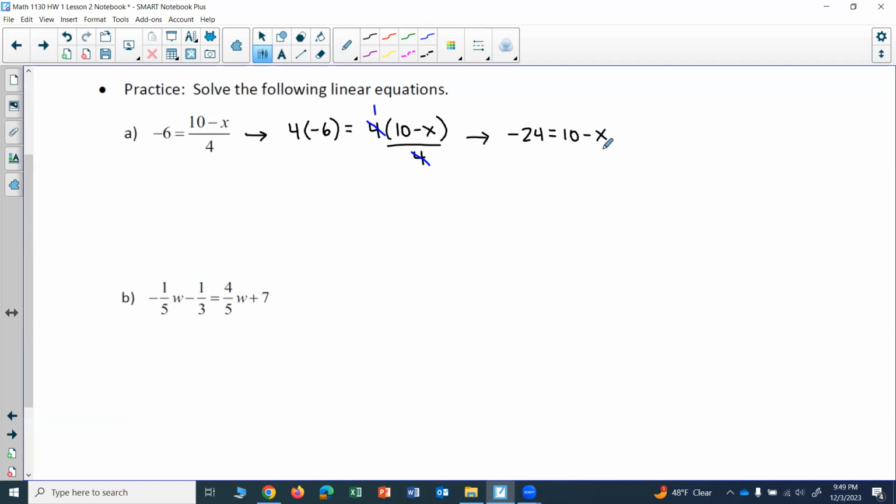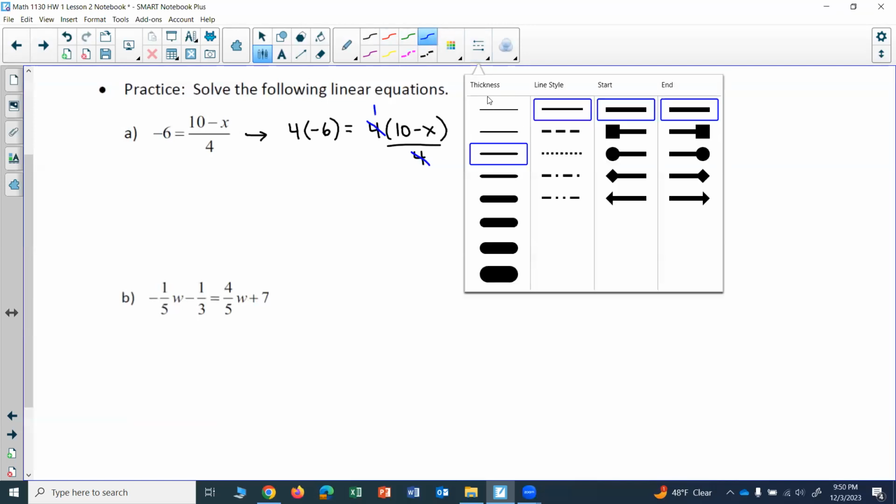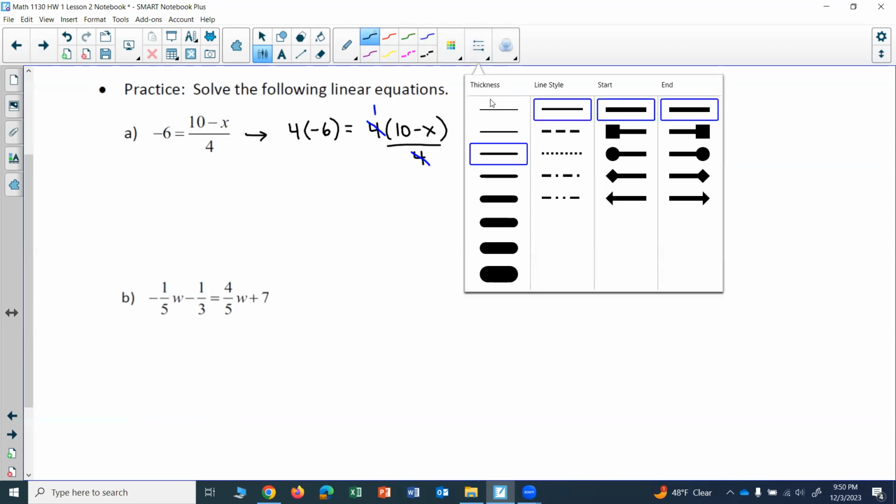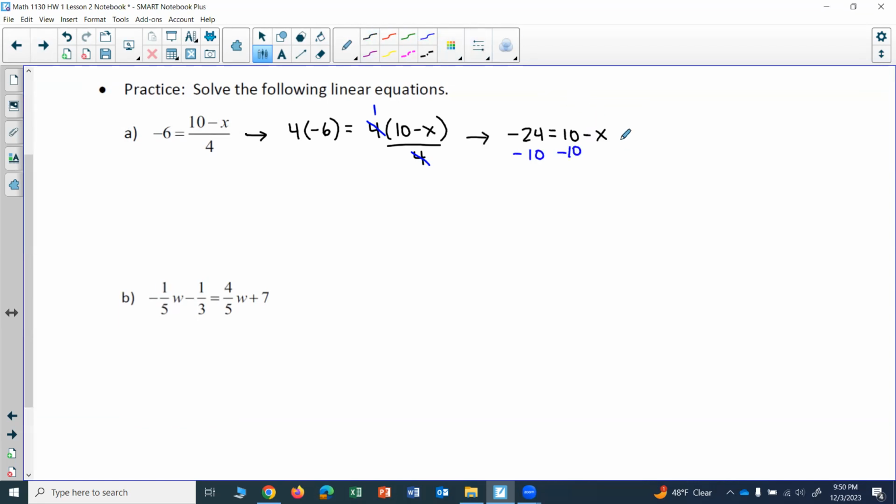Now I want to get x by itself, and so I have to move that 10 to the other side. In order to do that, I have to make it cancel on the right-hand side. So I'll subtract 10, and as long as I do the exact same thing to the right side of the equation, my equation is still balanced. So I'm subtracting 10 from both sides.